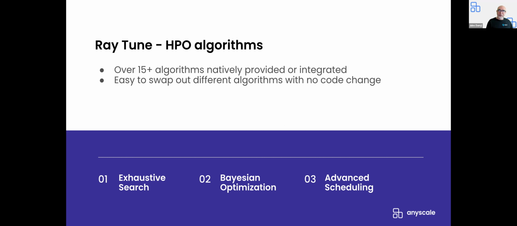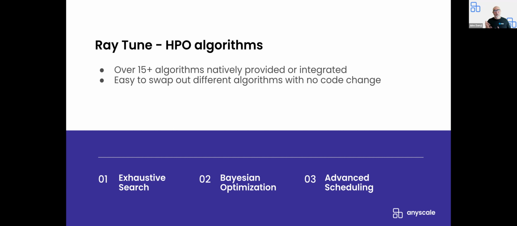And so there are three strategies that Ray Tune provides that you can play around with. You can selectively use them. One is the exhaustive search, which is the brute force method. One is the Bayesian optimization, that builds on the previous trials.